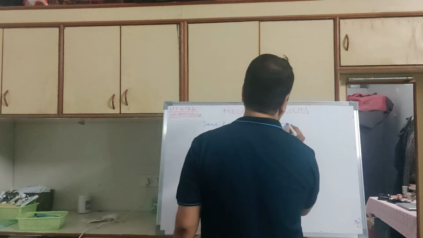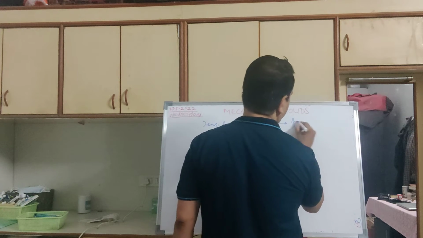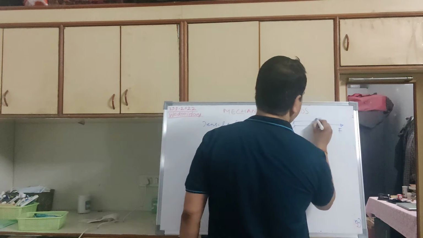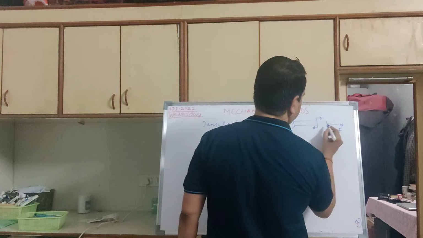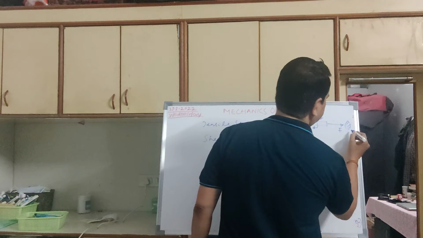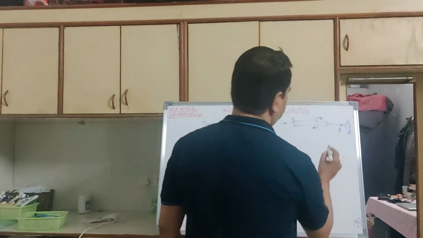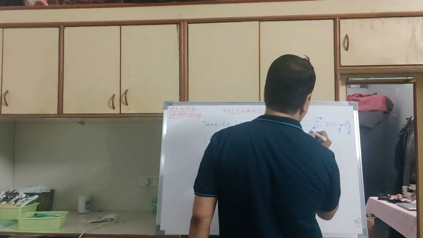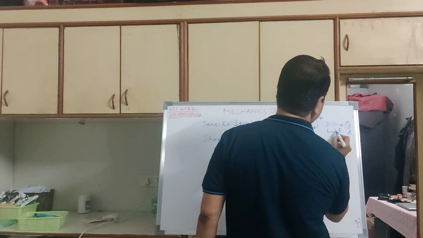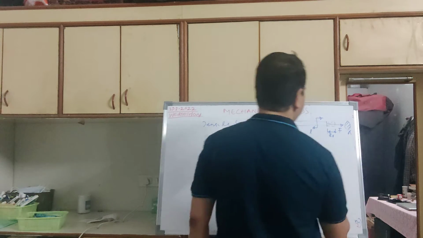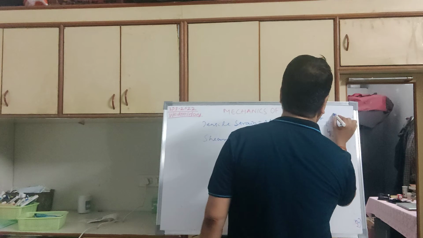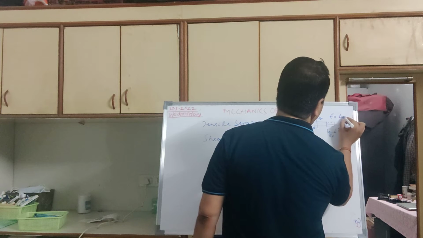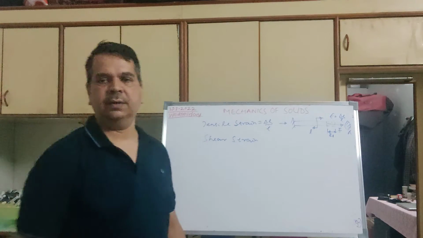So here, what is in tensile strain? Let us say it is fixed at one end. If this is a rod, you are applying a force. This is the cross-sectional area, A. This is your length, and this is your change in length. So this is your tensile strain, and tensile strain is nothing but your delta L by L.